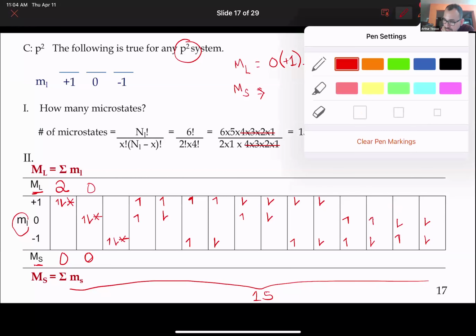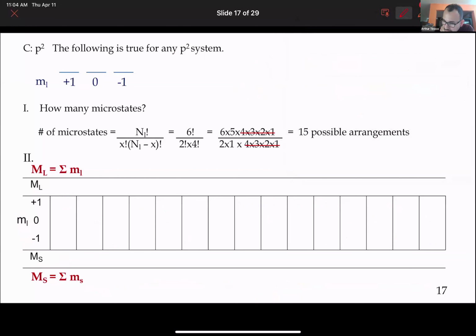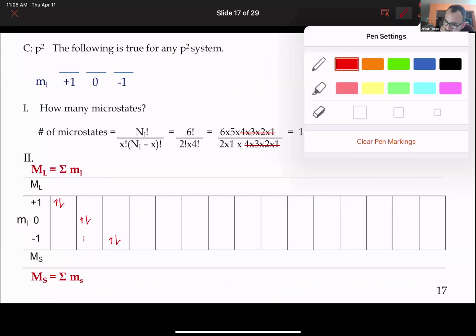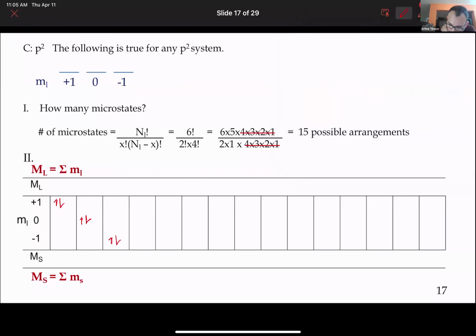Okay, so that one, go right here. All right, so we were here, so this was 2, 0, 0, 0. Now we're going to have the m sub L and m sub S. Here we have 0 in the plus 1, 0 in the 0, and then we have 2 in the -1.